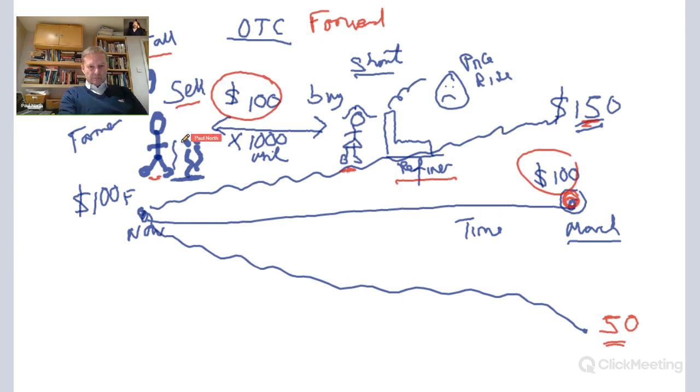The farmer owns the crops. So he is what's referred to as a natural long. It means he owns the crops. You'll notice that when he hedges, he sells on a forward basis. And that expression is known as going short. Now, what I'm going to do here, because I think this might be quite useful for a number of people who are relatively new to derivatives, is cover the terminology and the jargon.